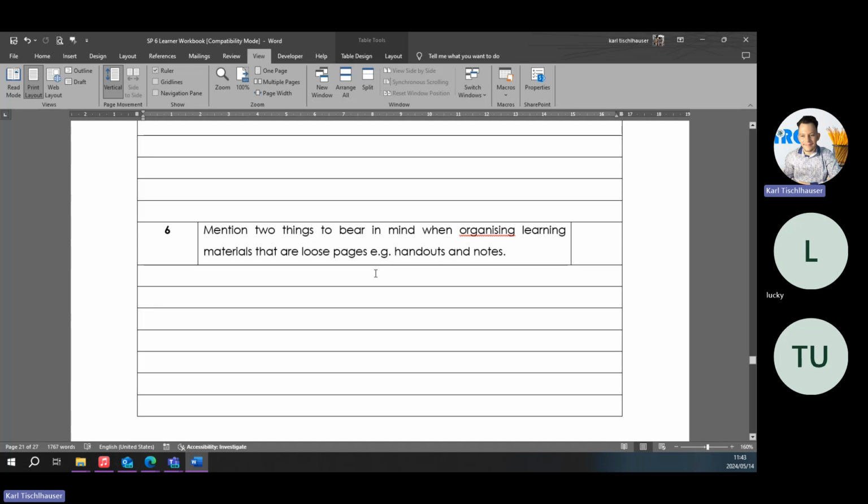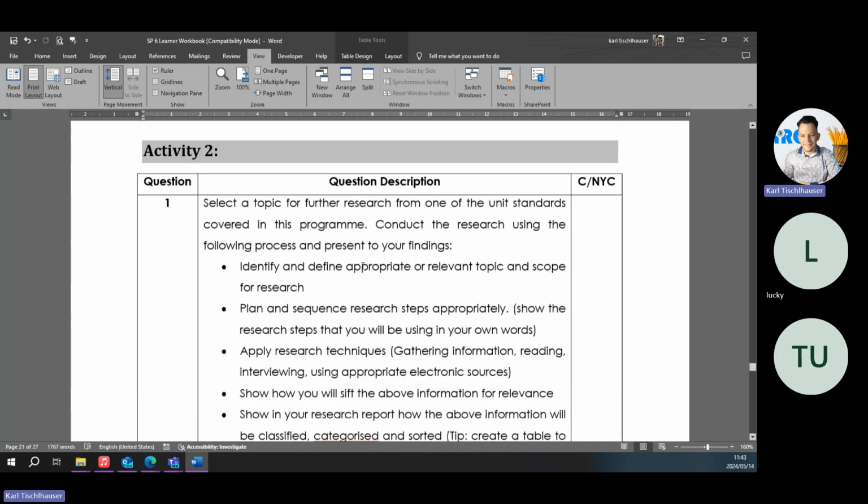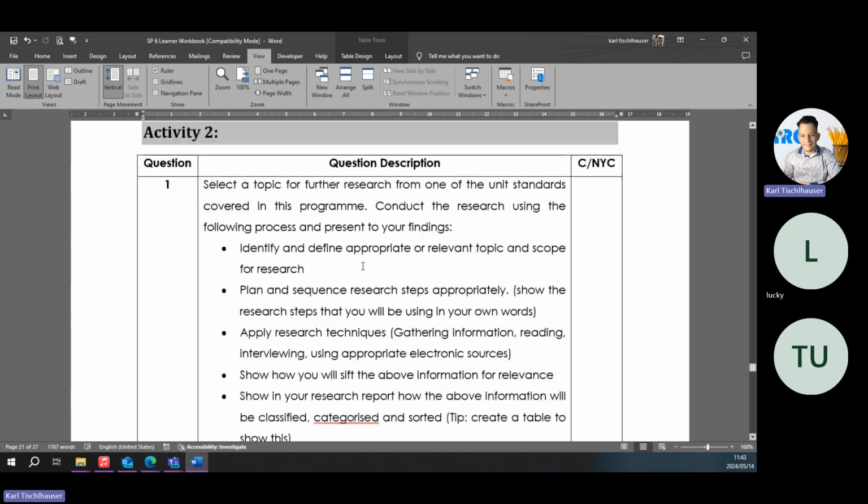Okay, the 2 things to keep in mind. Activity 2 says select a topic for further research from one of the unit standards. So you can select any of the topics, any of the subjects from the previous content shared. And it says conduct a research using the following to present your findings.